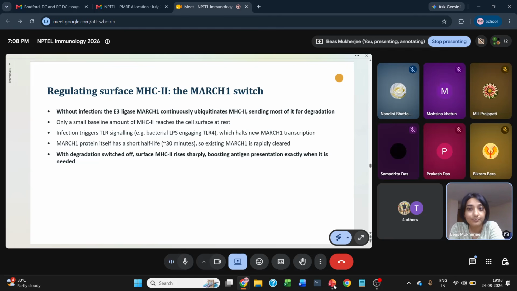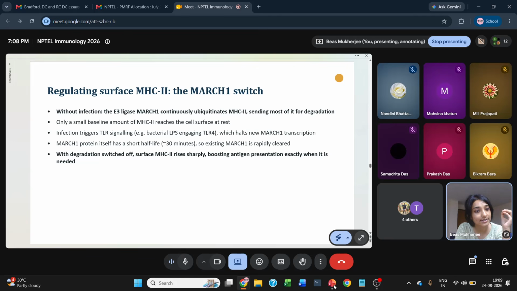Now, as I told you, none of the proteins in our body are there forever. Proteins are expressed when they are needed and degraded when they are not needed. Same with MHC molecules. Without infection, the E3 ligase MARCH1 continuously ubiquitinates MHC2, sending most of it for degradation. Only a small baseline amount of MHC2 reaches the cell surface at rest.